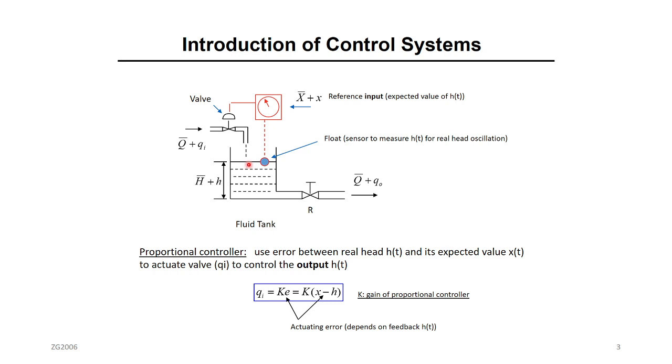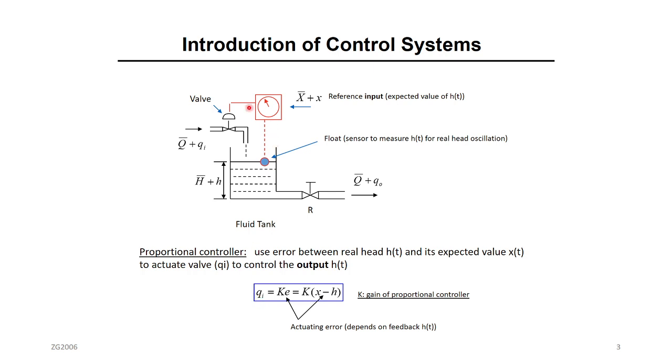Now, after some time, you measure the head inside the tank, and it is 1. Your expected value will always be 1. You don't change this one. This is what will change after a while. So 1 minus 1 will be 0. And K is already 1. So 0 times 1 will be 0, which means this equation will become 0.